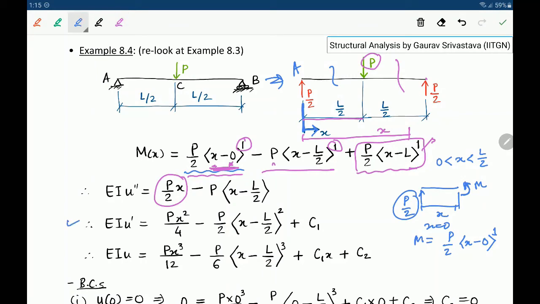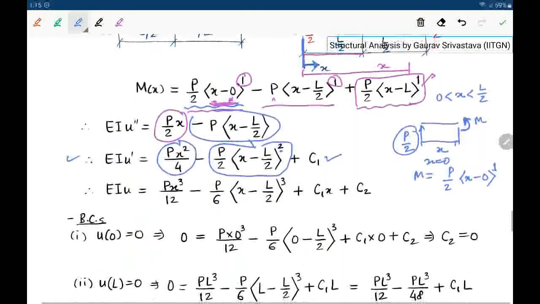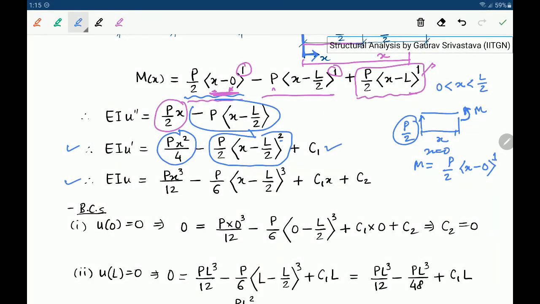Now we integrate once, so we get Px squared by 4 for this term. The second term we carry like this: we integrate it, so we get a 1 by 2, and this angular bracket gets raised to the power of 2, and then there is a constant of integration. Now we integrate once more, so this becomes Px cubed by 12, minus a 1 by 3, so that becomes P by 6 times this angular bracket raised to the power of 3, plus C1x plus C2.